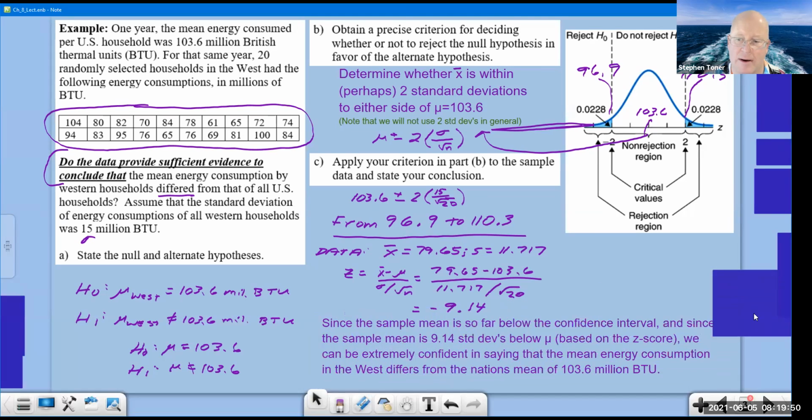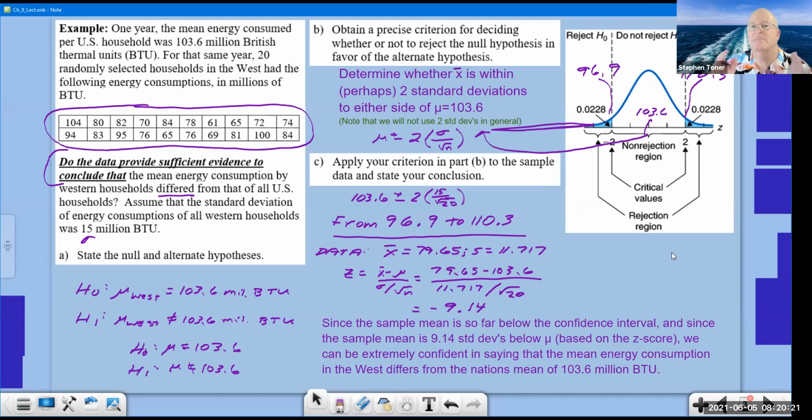So how am I going to word this? I'm going to say, since the sample mean is so far below the confidence interval that we had created up here in part C, and since the sample mean is 9.14 standard deviations below mu based on the z-score, we can be extremely confident in saying that the mean energy consumption in the West differs from the nation's mean of 103.6 million BTUs.